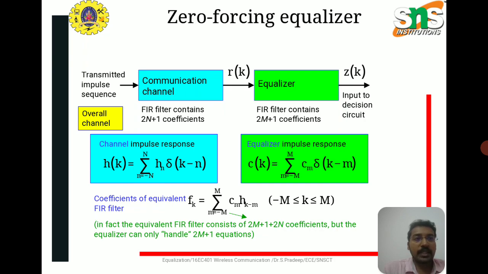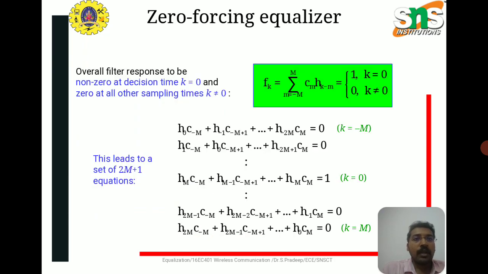The channel impulse response and equalizer impulse response are given as h(k) and c(k). Coefficients of the equivalent FIR filter f(k) are given as the summation of n equal to minus M to M, c_n h(k minus n). The overall filter response of the zero forcing equalizer is given in these equations.